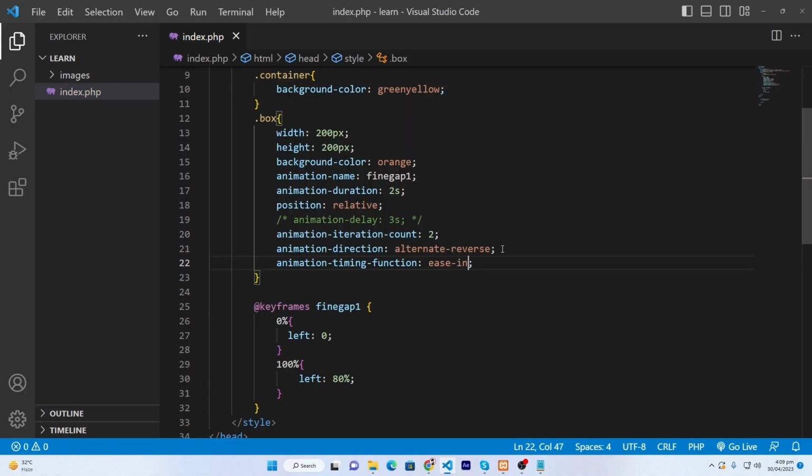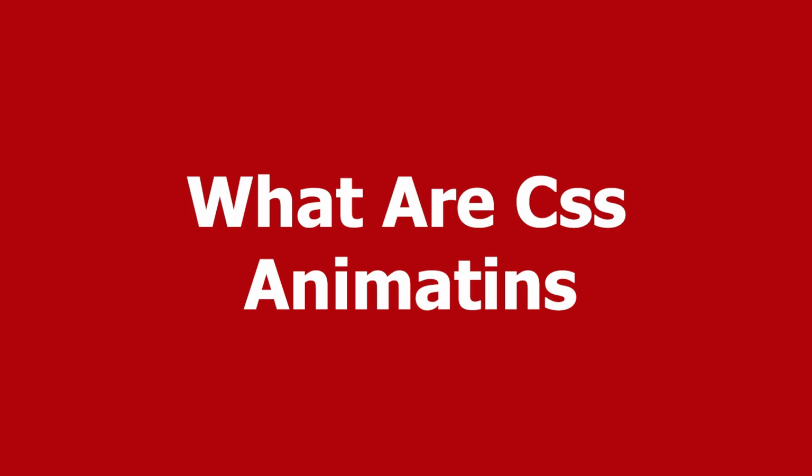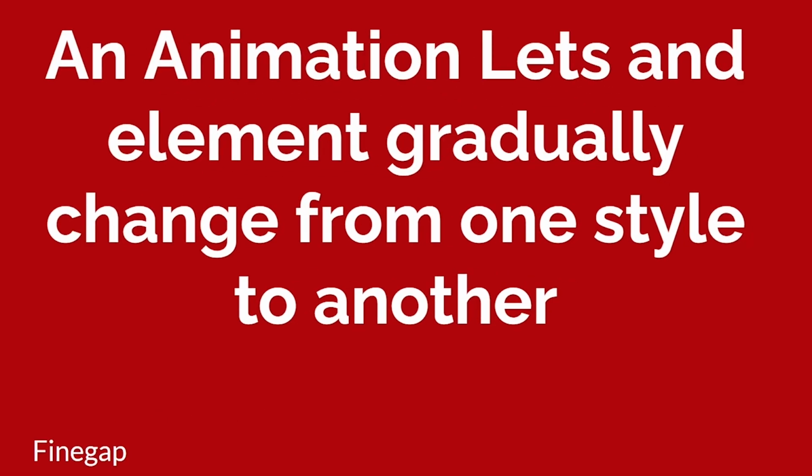So first of all, we need to understand what CSS animations are. An animation lets an element gradually change from one style to another. For example, if you have a small box with a green color, and you want to change its color from green to yellow, and maybe to 2 or 3 colors: green, yellow, orange, etc. You can do this task using CSS animations. This is a simple example of CSS animations.